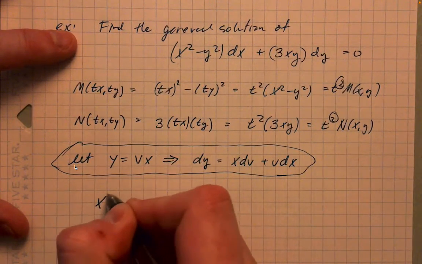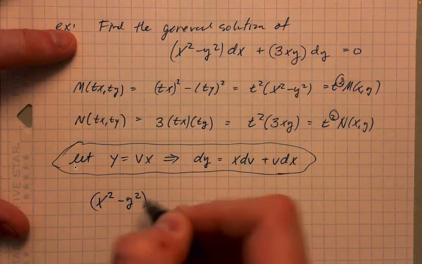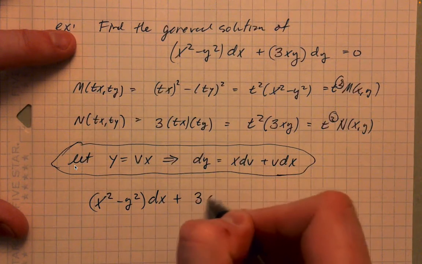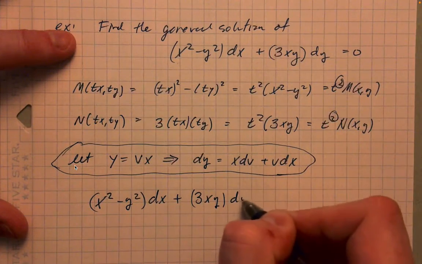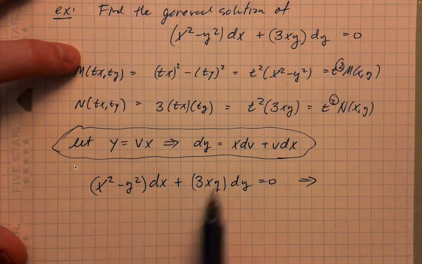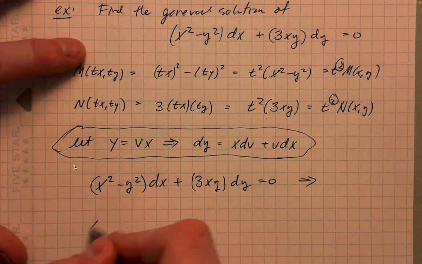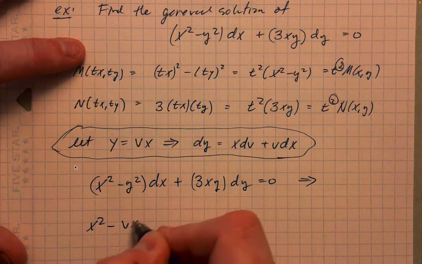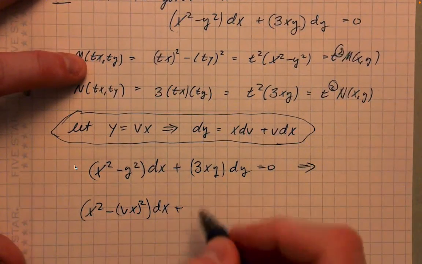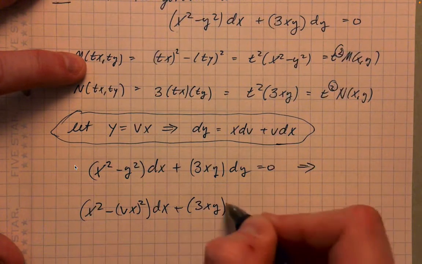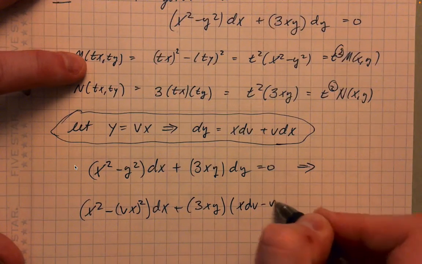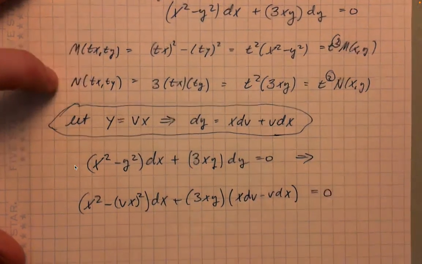Let's say we have x squared minus y squared times dx plus 3xy times dy equals 0. Okay, and so instead of y, we're going to have vx. Instead of dy, we're going to have this. So we have x squared minus vx squared dx plus 3xy times dy, which in this case is going to change to x dv minus v dx. And that's equal to 0.